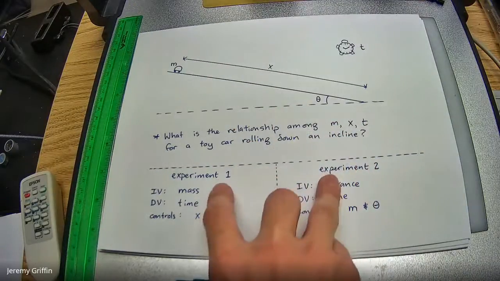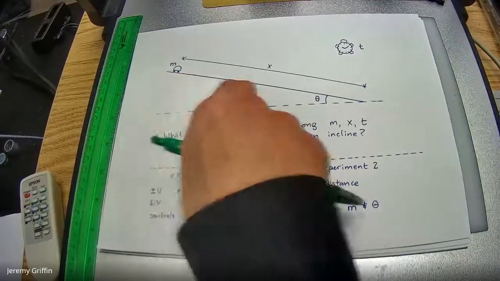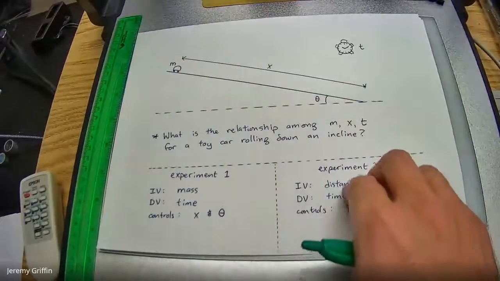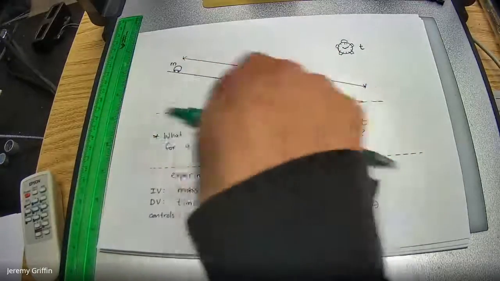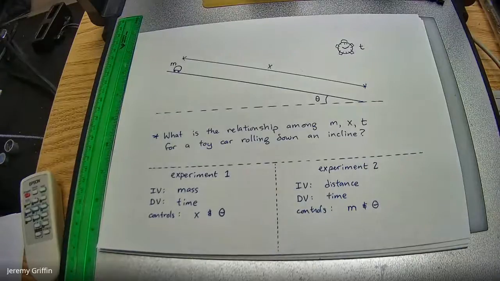You really have to split this into 2 separate experiments. How does the mass of the car strictly by itself affect the rolling time, controlling for the distance? And then a completely separate experiment: let's control the mass instead and choose different distances and ask, what's the ratio between distance and time? And then maybe we can put those back together at the end. That's our thought process, that's the approach. 1 independent variable at a time.